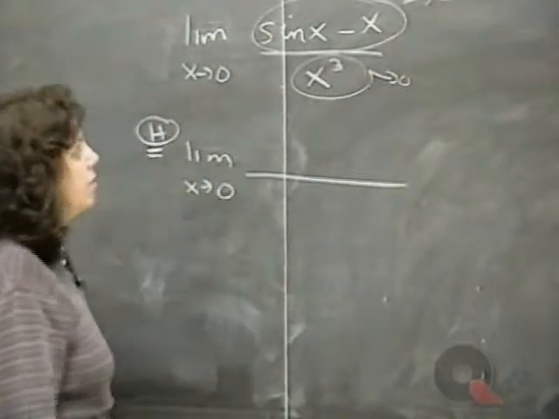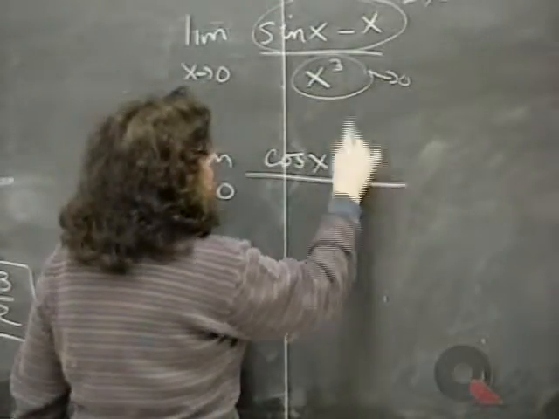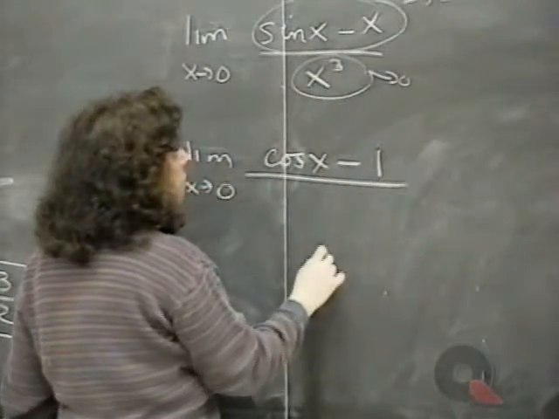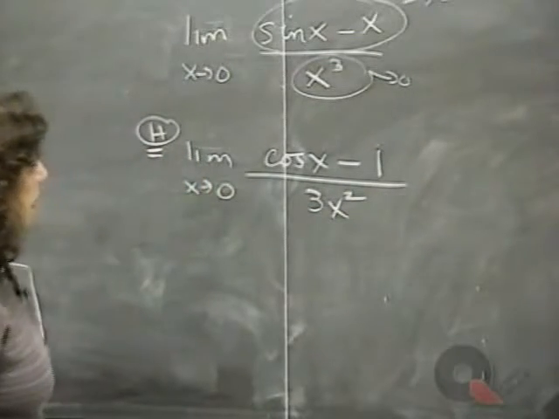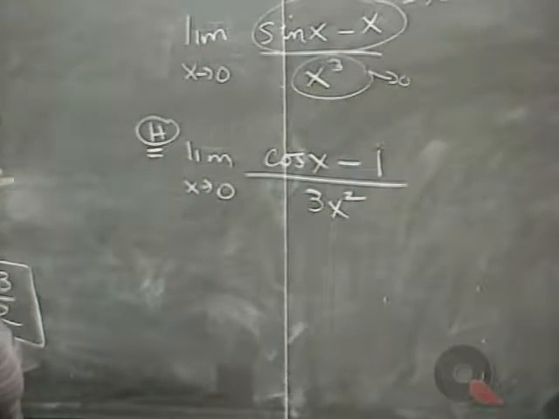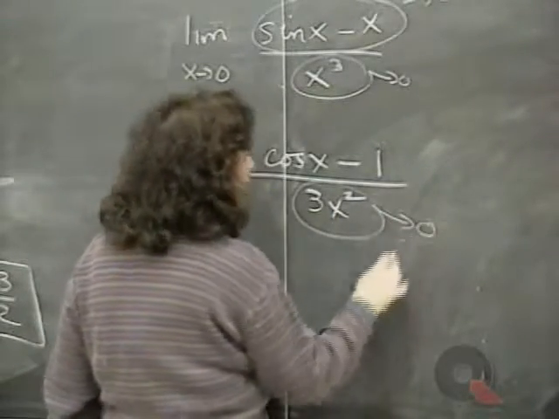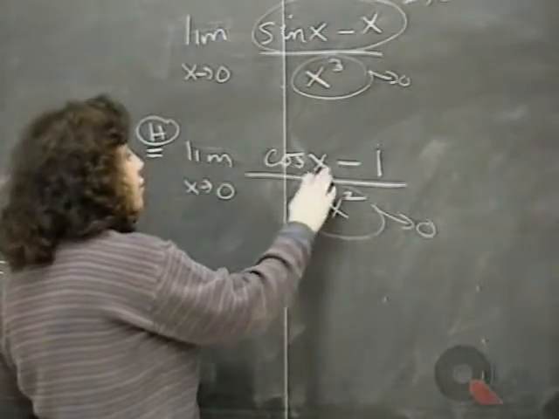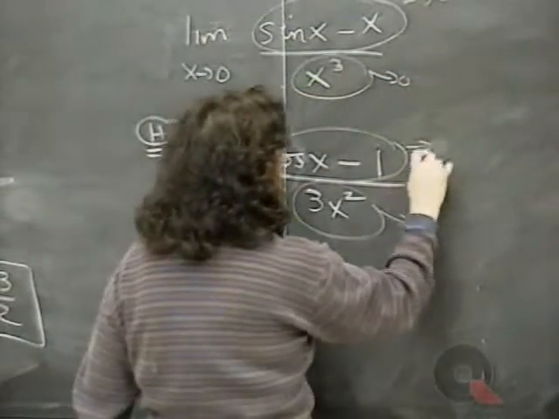The derivative of the top is the derivative of sine x, which is cos x, minus the derivative of x, which is 1, over the derivative of x cubed, which is 3x squared. Let's see what happens when we try to evaluate this limit. We notice that the bottom is still going to 0, and cosine of 0 is 1, so 1 minus 1, the top is also going to 0.